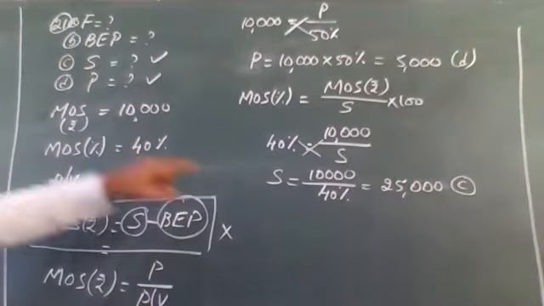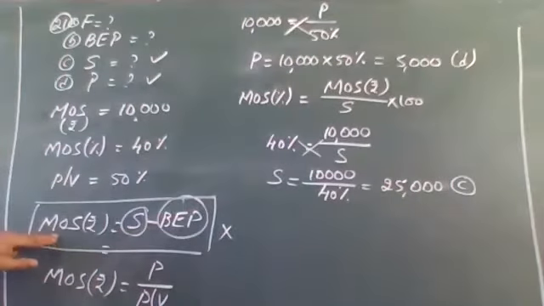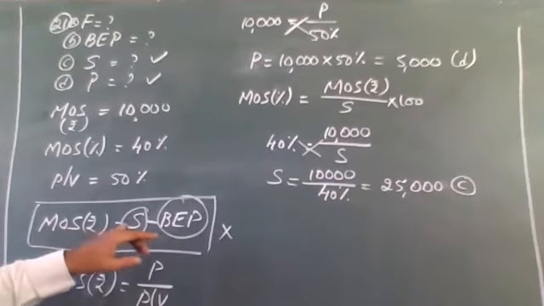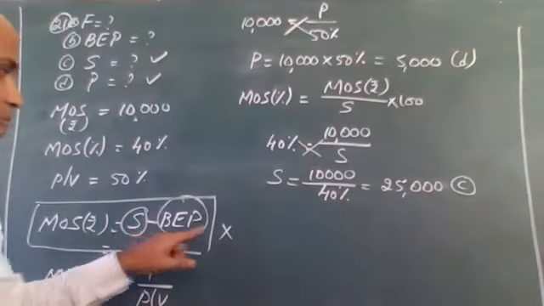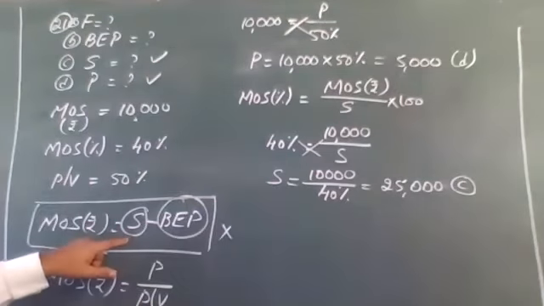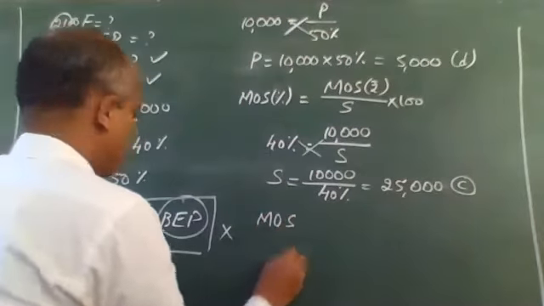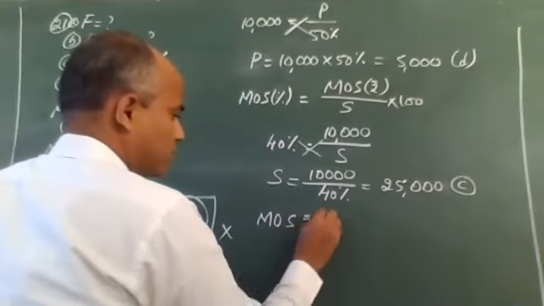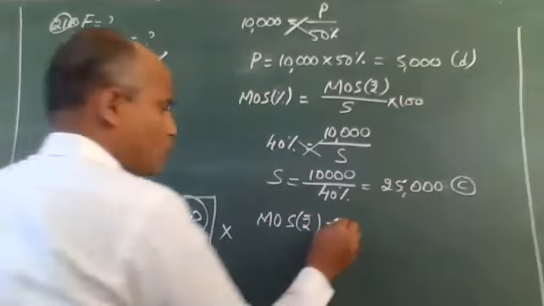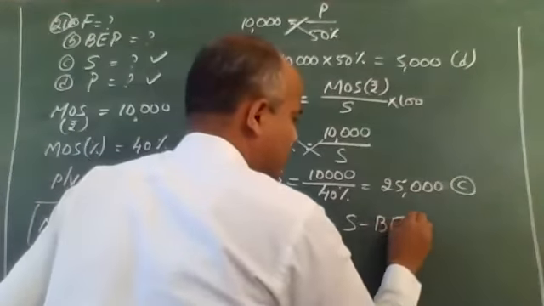Now, once you know the sales, when you go back to the earlier formula, MOS I knew but I did not know sales and BEP. Now I know sales, so I can come back to this formula. MOS rupees is equal to total sales minus break-even sales.